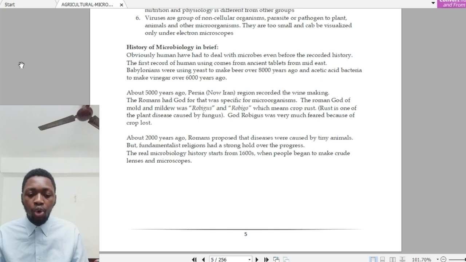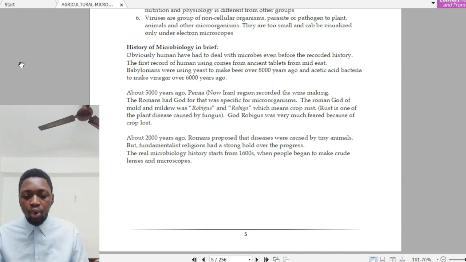About 5,000 years ago, the Persia region recorded winemaking. The Romans had a god specific for microorganisms. The Roman god of mold and mildew was Robigus, or Robigo, which means crop rust. Rust is one of the plant diseases caused by fungus, and we will talk about rust later. God Robigus was very much feared because of crop loss.